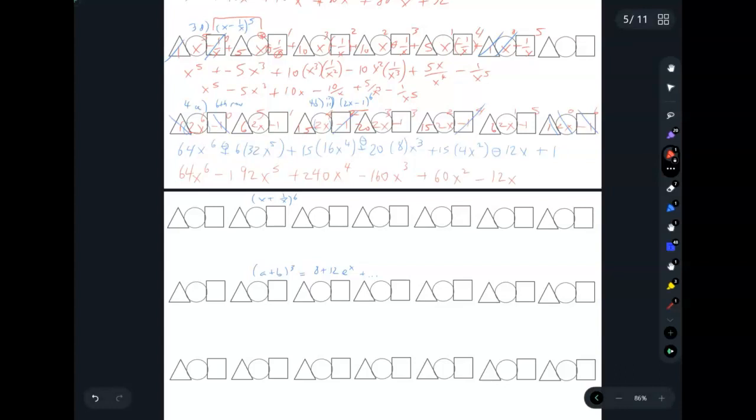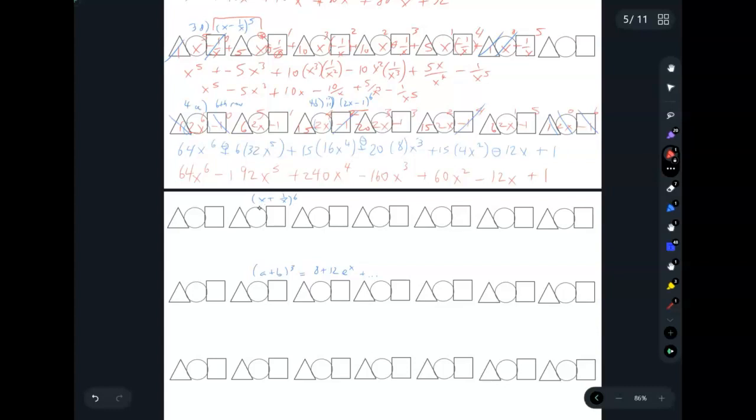Minus 12x plus 1. Let's make sure that the negatives alternate. Plus, minus, plus, minus, plus, minus, plus. Good, they alternate. And my x's also follow a pattern, 6, 5, 4, 3, 2, 1, 0. You're not going to really find a pattern with the coefficients. Those are harder to verify. Okay, so that was the first x to the sixth one we did.